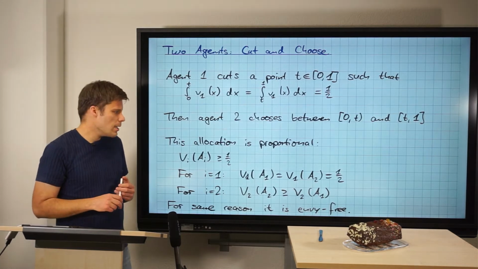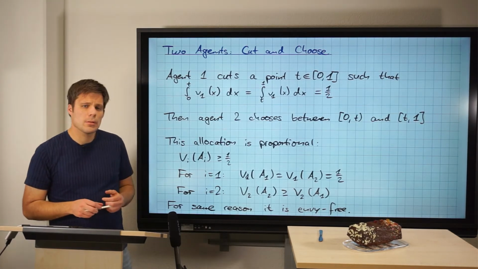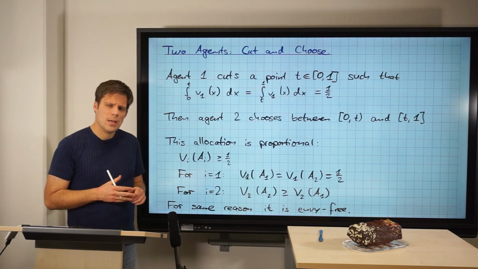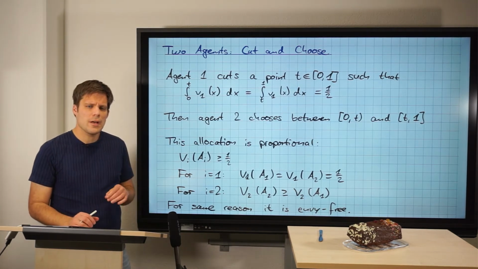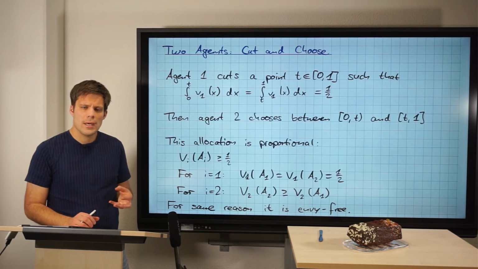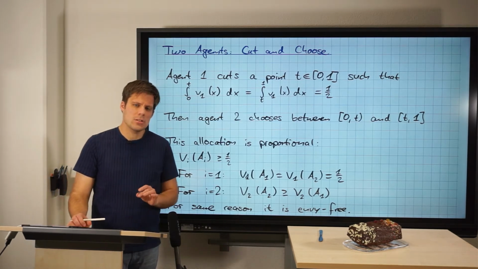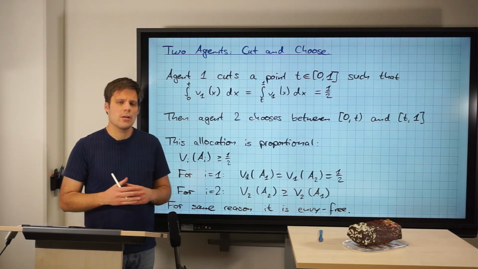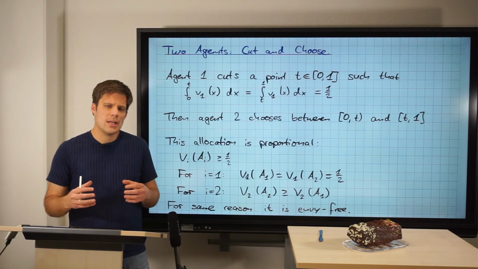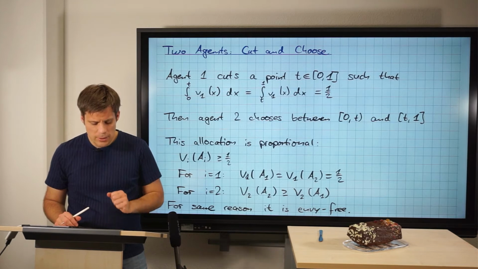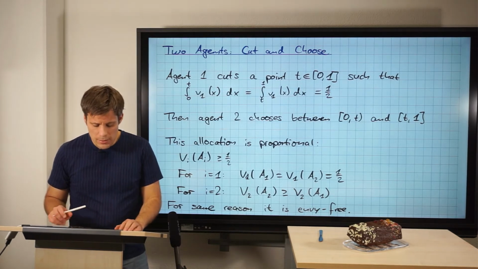But will this allocation be equitable? What did this mean? This meant that every agent values what they're getting exactly the same. So once again, each agent values everything that anybody gets exactly the same. And this allocation will not be equitable.